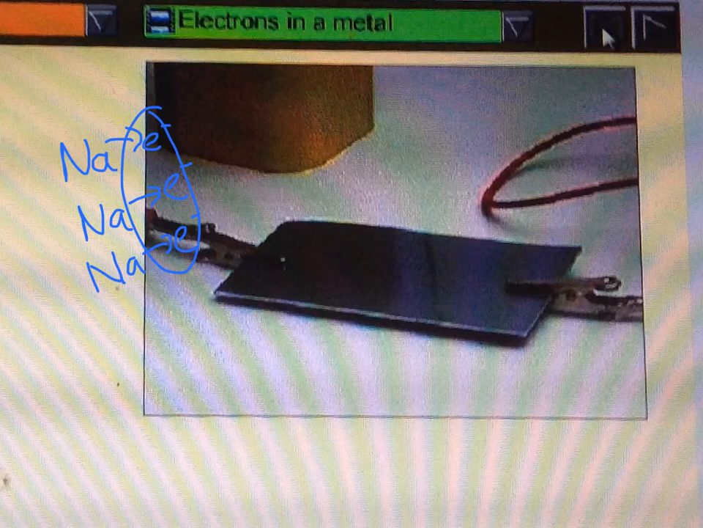That makes some sense. Why? Because metals are able to conduct electricity. Why can they conduct electricity? Because there are all these extra electrons lying around. So let's just take a look at what happens to where electrons go and what happens in a metal.